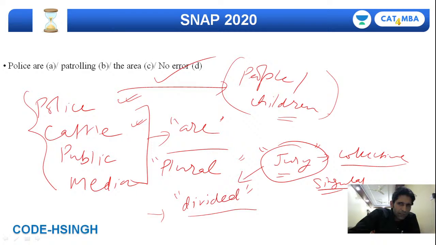तो एक ज्यूरी वाला वो केस छोड़ दो, बाकी अदरवाइज ज्यूरी हमेशा कलेक्टिव नाउन होगा, तो उसमें आप हमेशा "is" यूज करोगे. अदरवाइज अगर डिवाइडेड है तो "are" यूज करोगे, लाइक "jury are divided", राइट? Okay, so guys, I think ये समझ में आ गया.